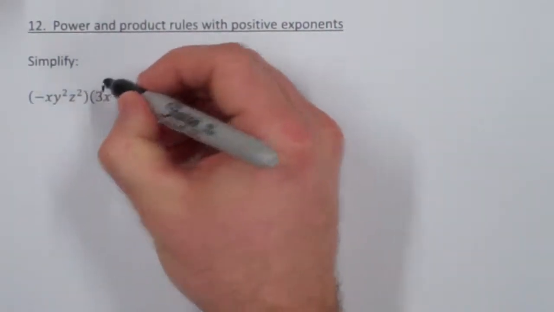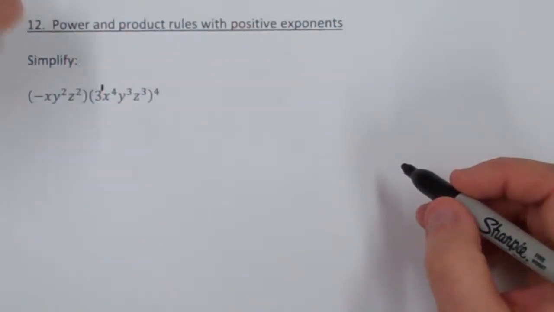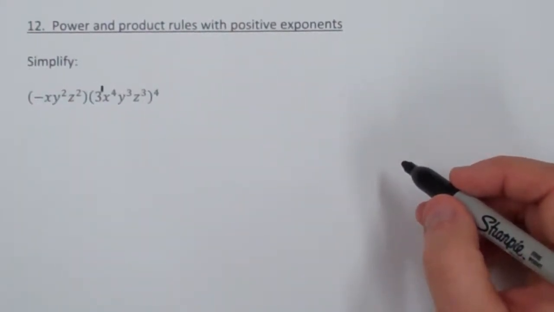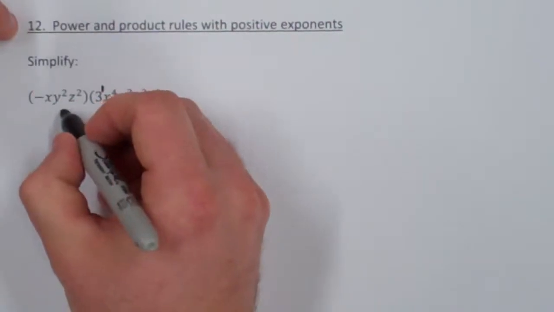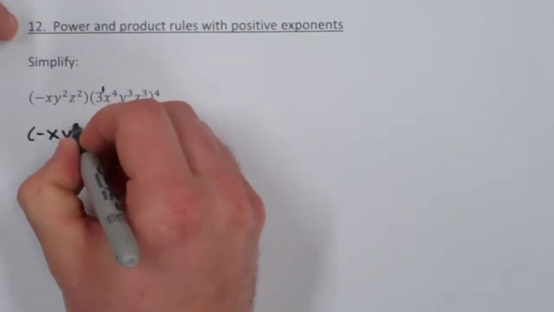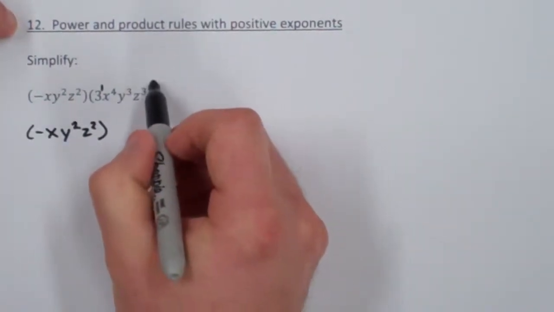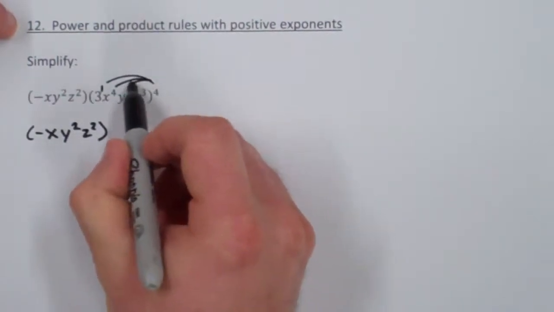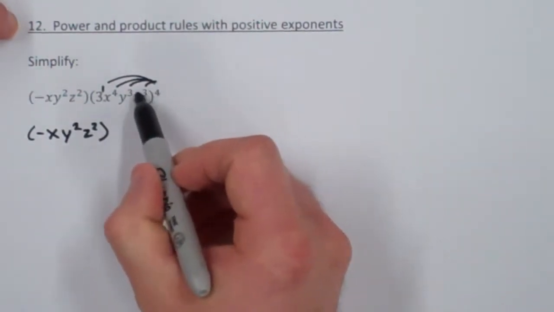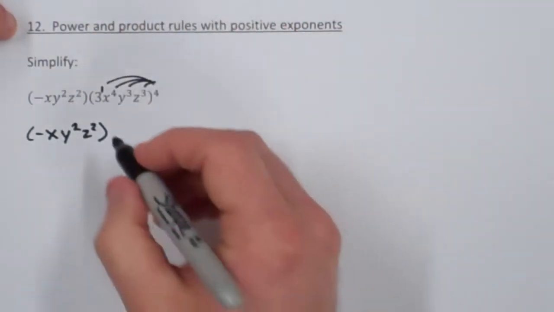Remember that this 3 is 3 to the 1st power. Always put the 1 there, and that'll help you while you're doing your work. So we need to write this factor down. It's just negative xy squared and then z squared. And then on the right hand side, we're going to go ahead and use that power of a power rule, which states we're going to multiply all these powers by the 4, but we're raising each one of these to it.